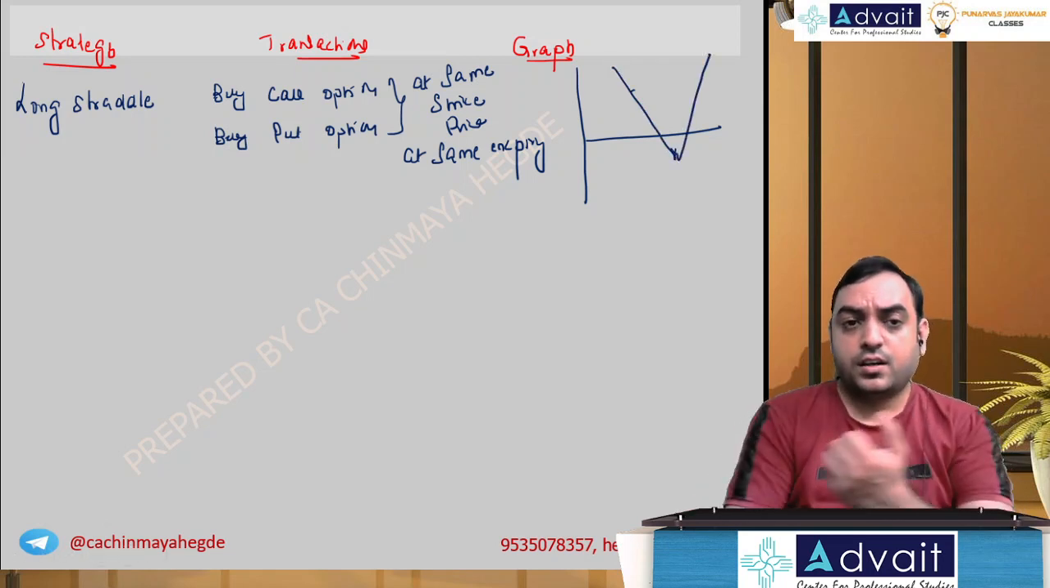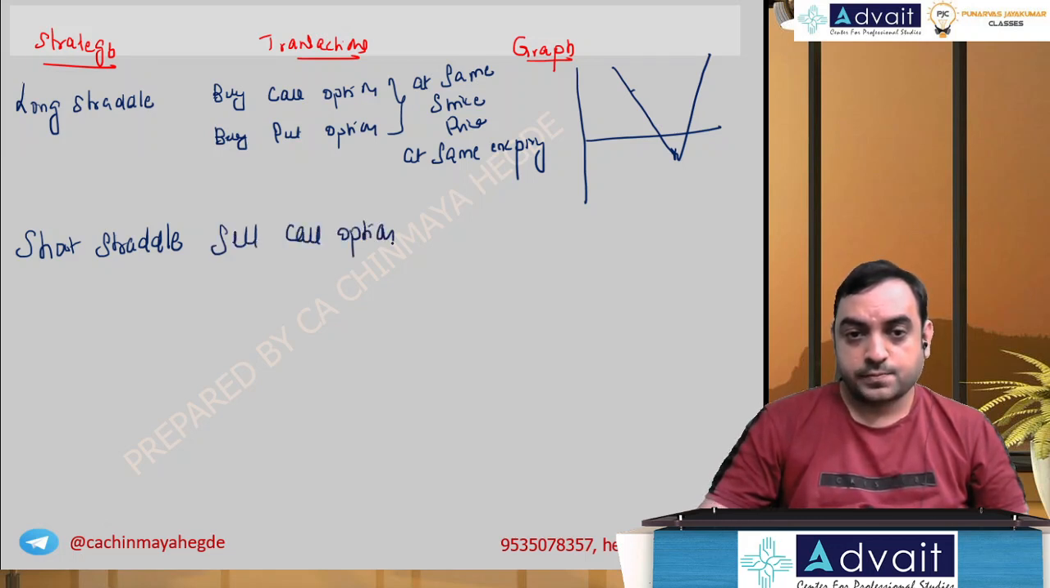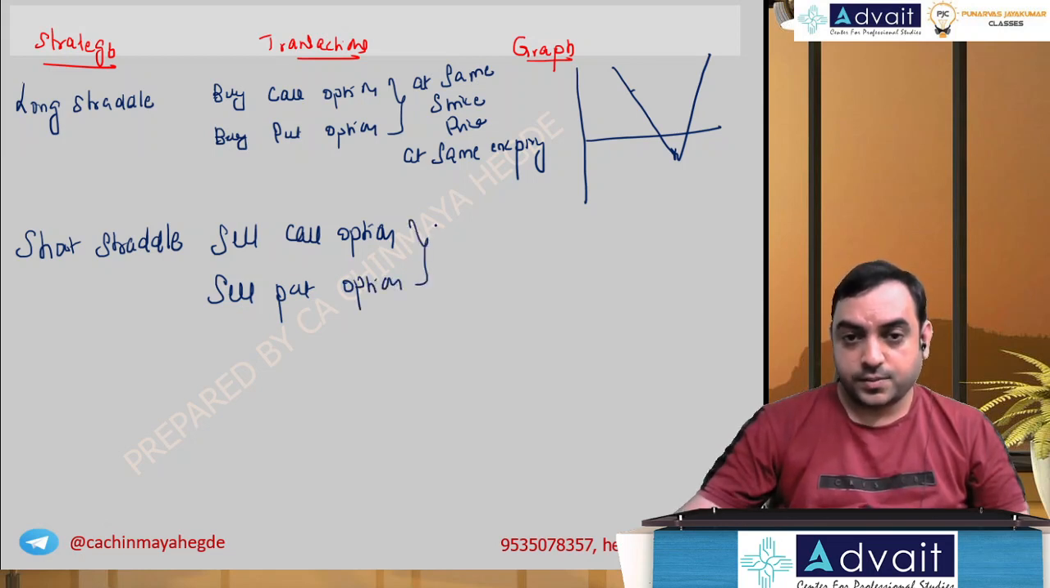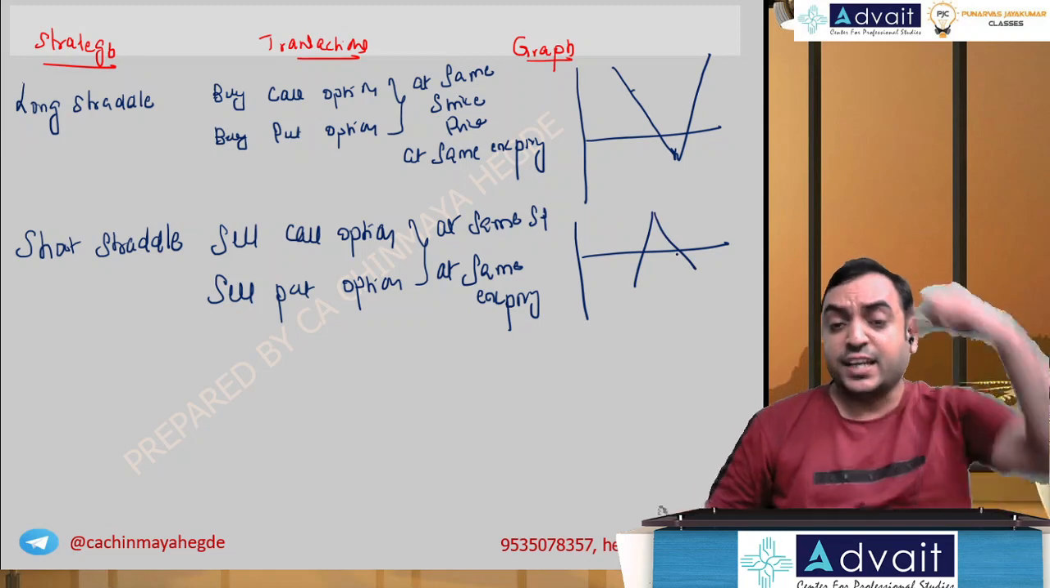This is long straddle. If it is short straddle, you do the opposite. You sell a call option and you sell a put option at the same strike price, I'll say SP. Hope you understand. At the same expiry. This is called a short straddle, where the graph will be exactly reverse, inverted.